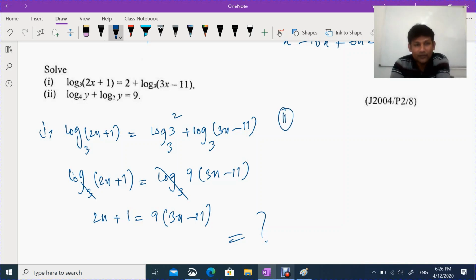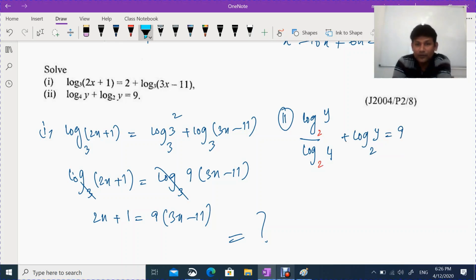Okay, the second part is again the change of base law. I will just write in short. I can make the base 2, which is better because 2y is there. I can write log third base. Third base means the base is 4, the third base is 2. Then this base is 2, then I can write plus log 2y is equal to 9.